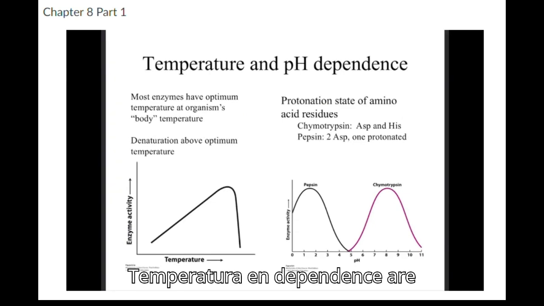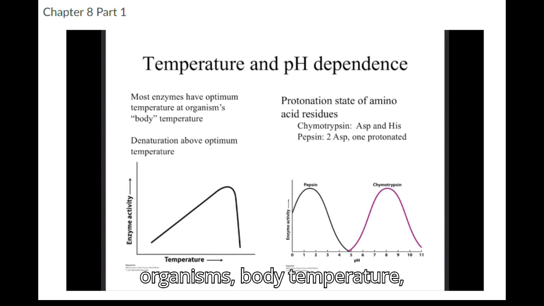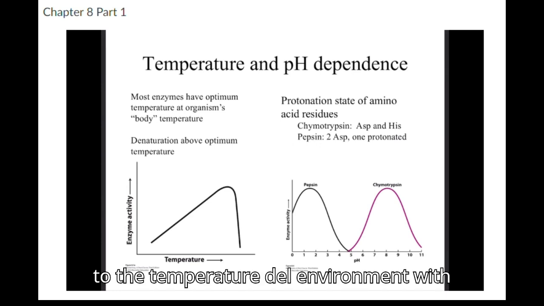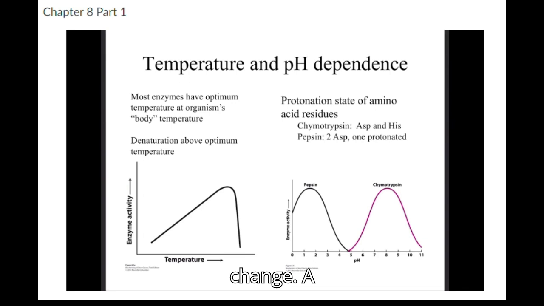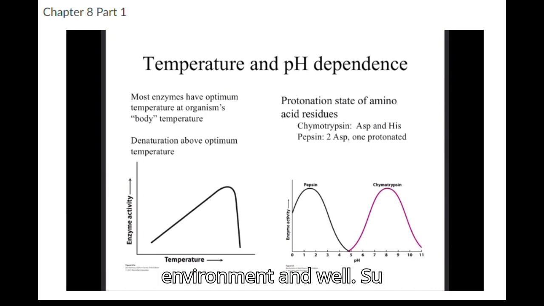Temperature and pH dependence are two unique things to enzymes, and I'll talk first about temperature. I put here that most enzymes have an optimum temperature at the organism's "body" temperature. Notice I put body in quotes because while we as humans have a body, bacteria do not. Bacteria are single-celled organisms, so they are subject to the temperature of their environment, which can change drastically. Additionally, cold-blooded organisms, such as reptiles and fish, have a body temperature that is going to change drastically depending upon their environment as well.